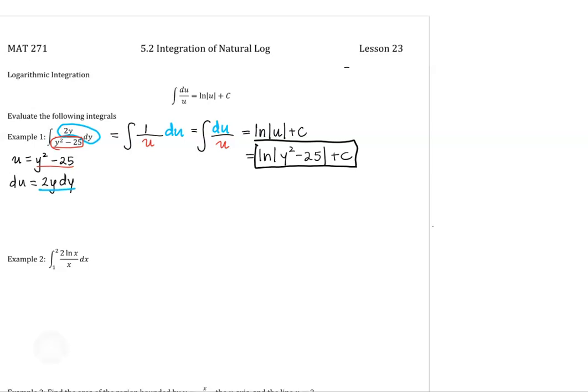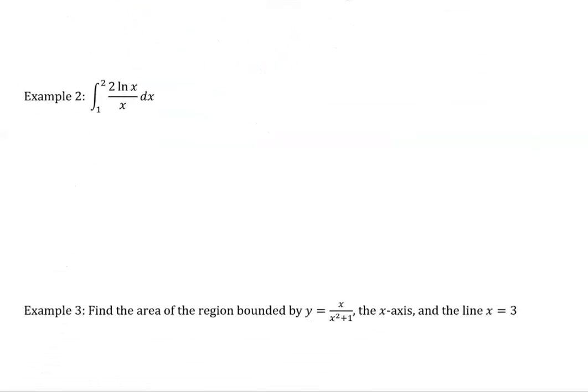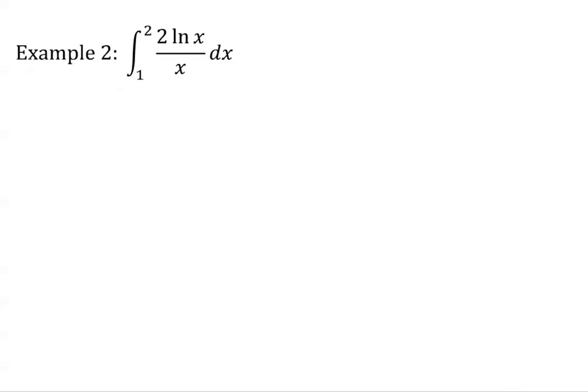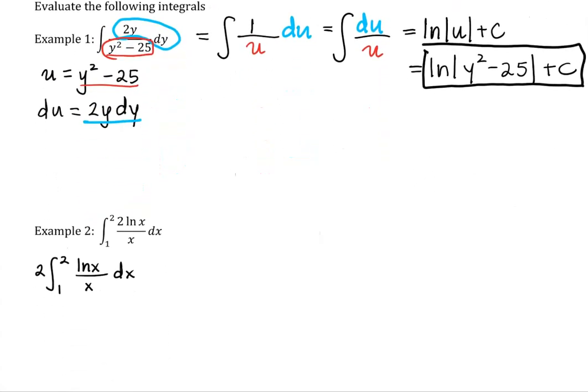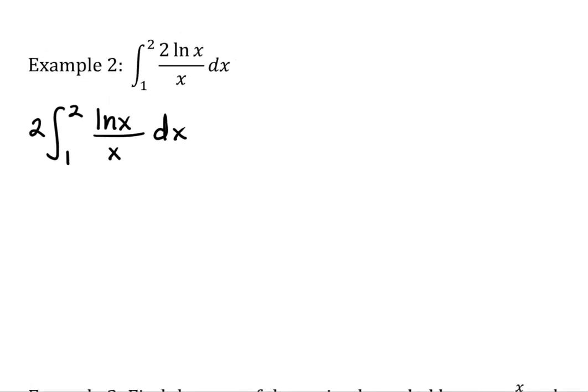So the first thing I will do in example 2 is I'll pull out the coefficient of 2 in front of the integral. So we have 2, the integral from 1 to 2 of natural log of x divided by x dx. Earlier I had said if you see something in the denominator and the derivative of whatever is in the denominator is showing up in the numerator, you will be using this rule. That's exactly what we did in example 1. Let's see why that does not work for this case here.